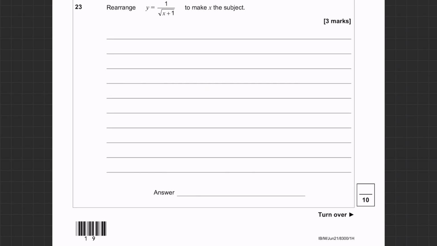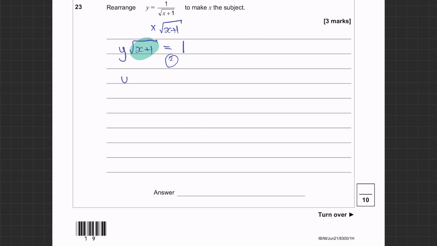One of my favourite questions, which is rearranging to make x the subject. Well, if we've got the x value down here, what we want to do is multiply both sides by that root x plus 1, so we can get the x value on the top. So multiply both sides by root x plus 1. So we'll be left with y root x plus 1, which equals 1. We want to get this x plus 1 value out of this square root, so we need to square it, which means we're squaring everything else.